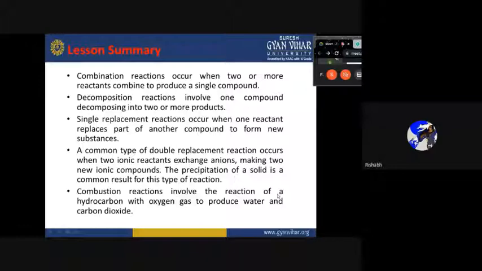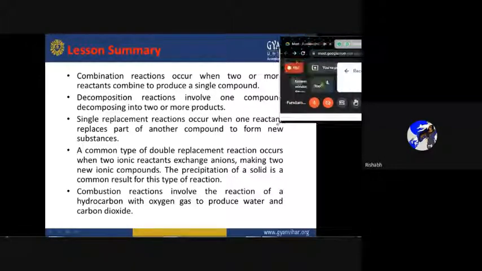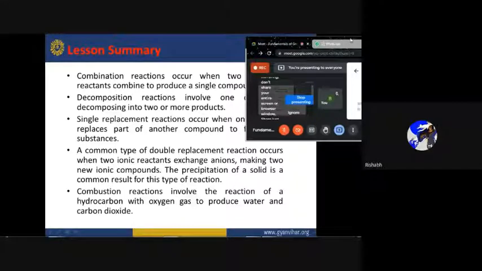The combustion reaction involves the reaction of hydrocarbon with that of oxygen, and as a result producing carbon dioxide and water. This is the summary of the lesson.